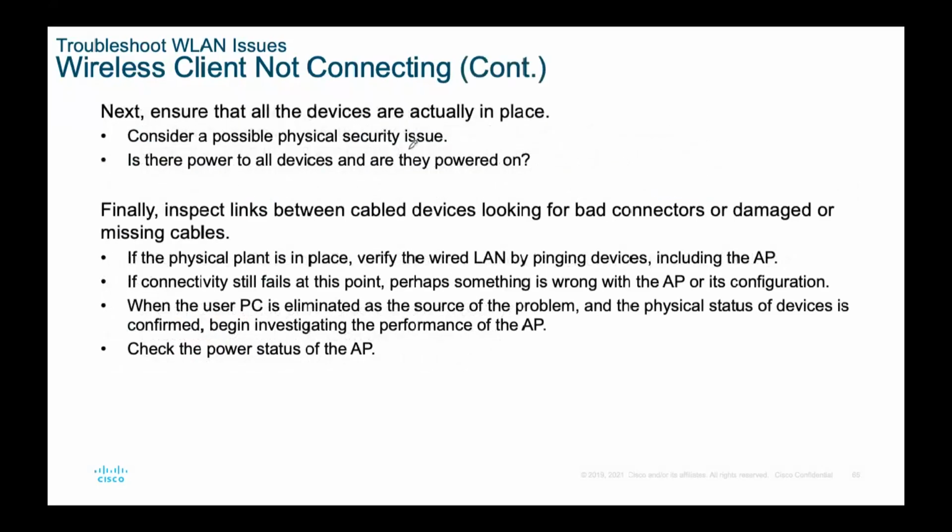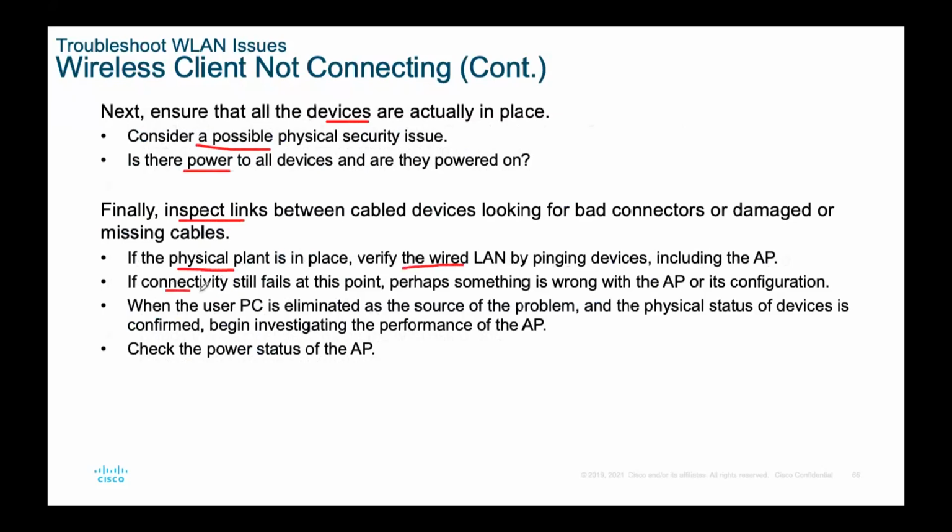Next, ensure that all the devices are actually in place. Consider a possible physical security issue. Is there power to all devices, and are they powered on? Finally, inspect the links between cabled devices, looking for bad connectors, damage, or missing cables. If the physical plant is in place, verify the wired LAN by pinging devices, including the AP.